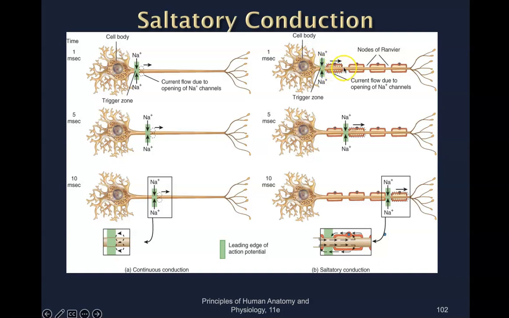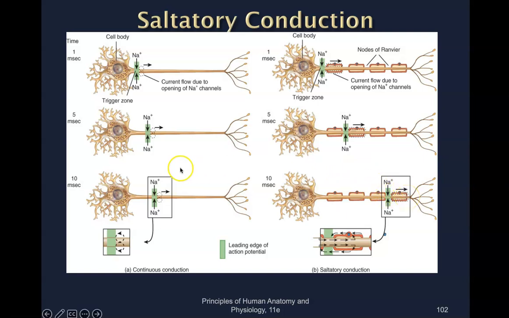So again, as that happens, it's going to cause these sodium gated channels now to open as they hit threshold. And literally you're going to see this propagate this depolarization down the axon by jumping from node of Ranvier to node of Ranvier to node of Ranvier. And this is actually faster.